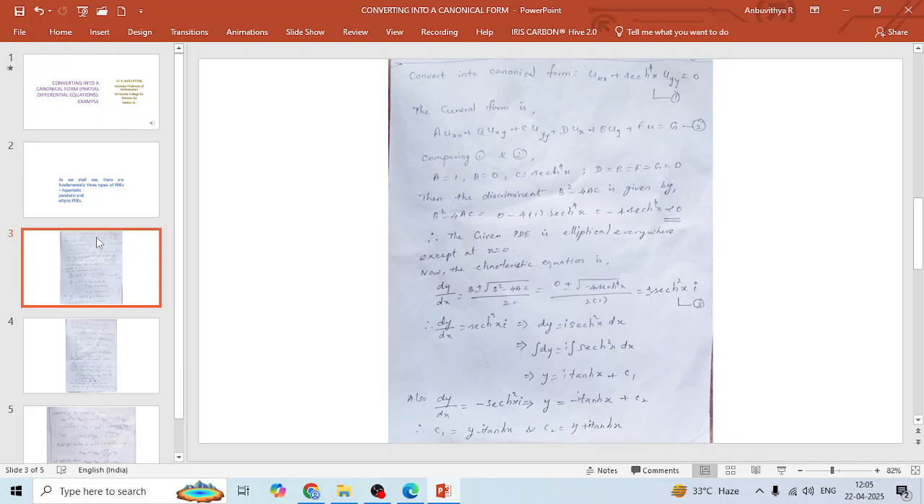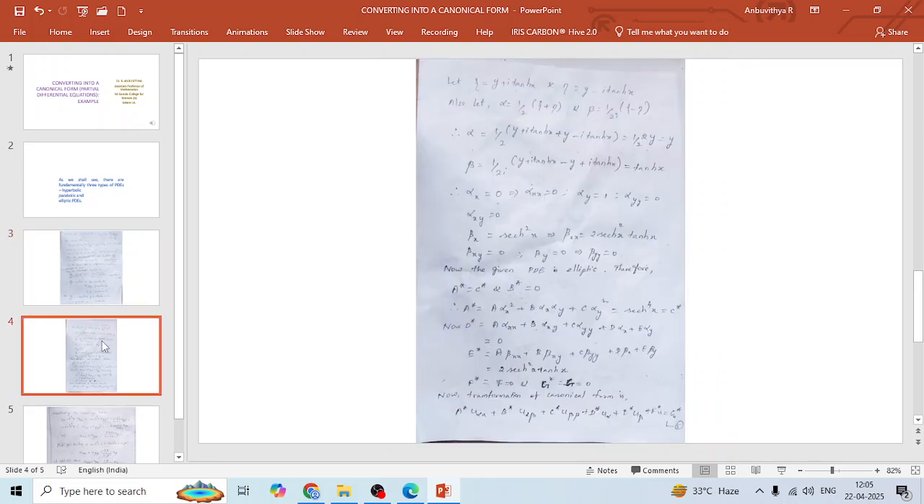Similarly, we can take dy by dx for the negative value, and we obtain y equal to minus i tanh x plus c2. Here c2 is also an integrating constant. So from the characteristic equations, we found the two constants c1 and c2, which can be written as c1 equal to y minus i tanh x, c2 equal to y plus i tanh x. Now, let us consider these two constants as psi and eta. So, psi equal to y plus i tanh x, and eta equal to y minus i tanh x.